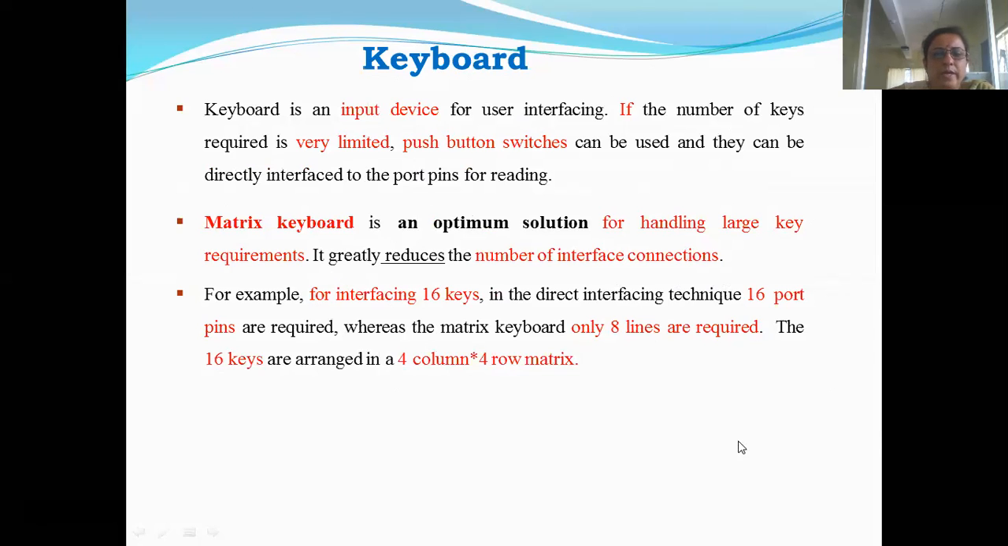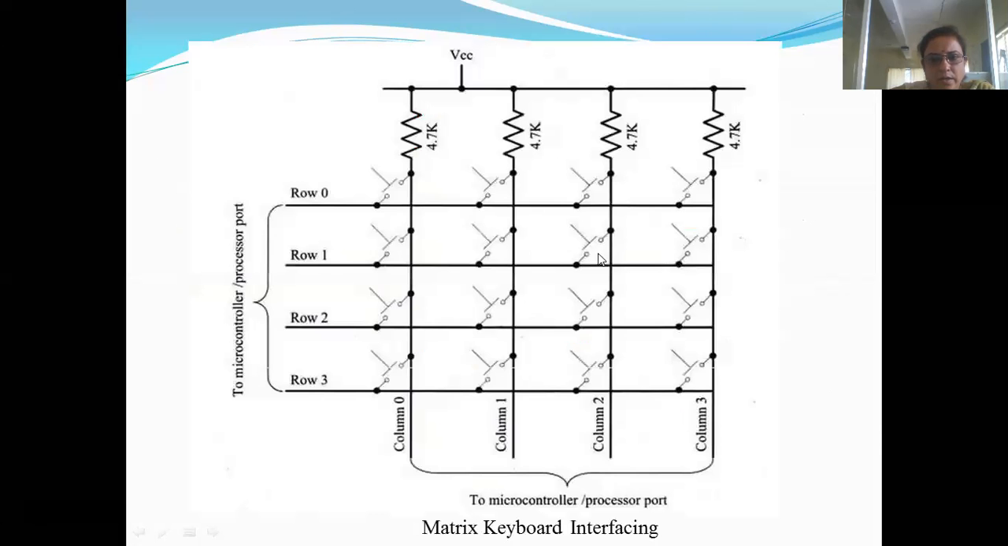In the matrix form, you can arrange the keys in rows or columns. Here there are four rows and four columns, and the push button switches can be arranged in the key matrix form. So this is how it is used in most of the keyboards in embedded systems.